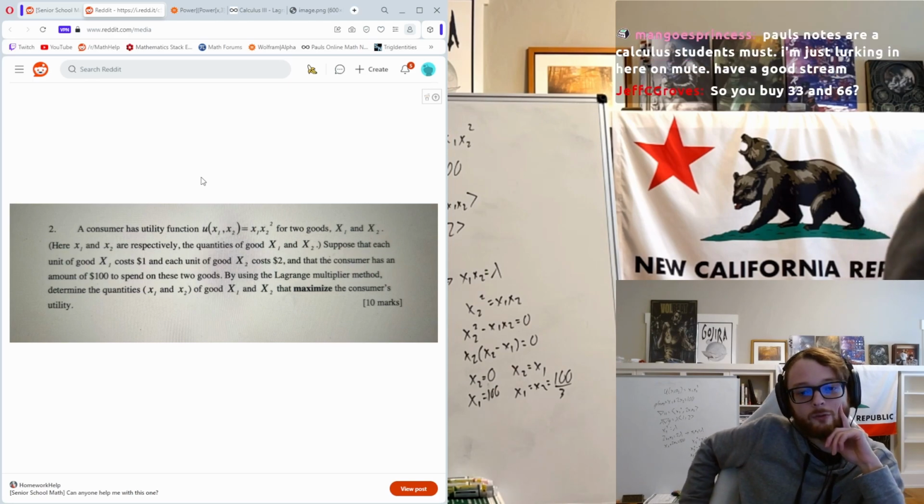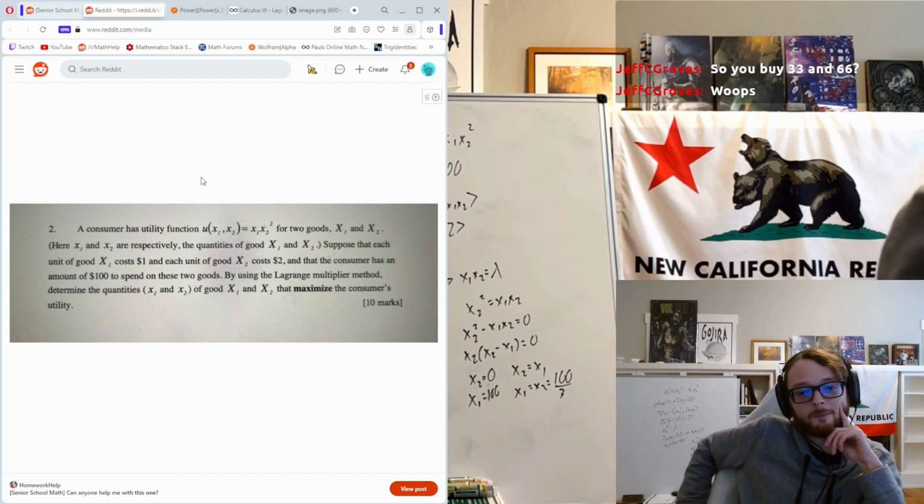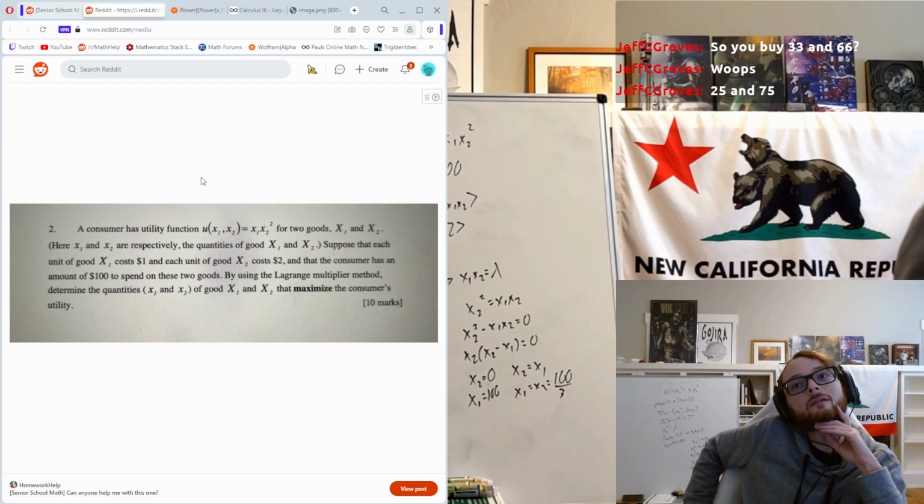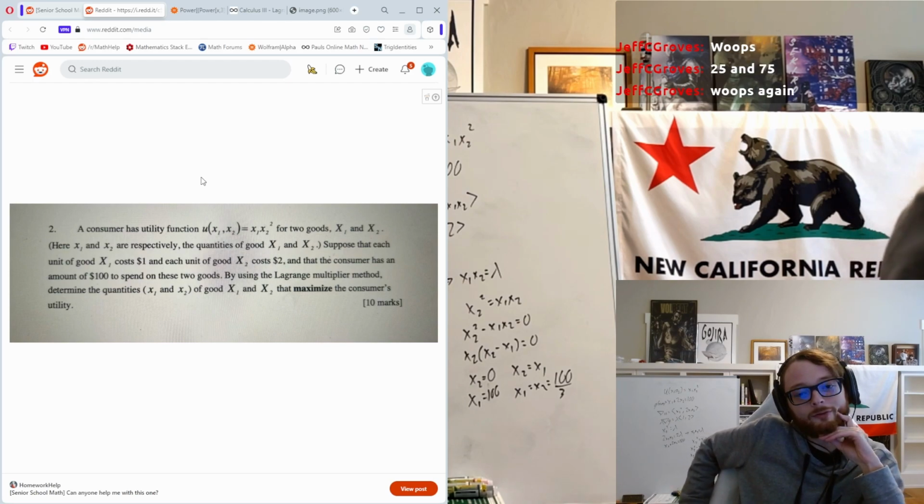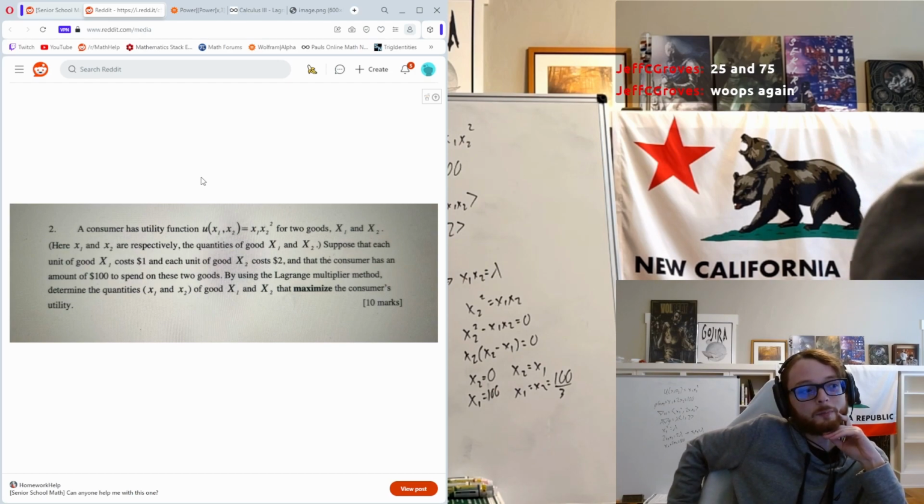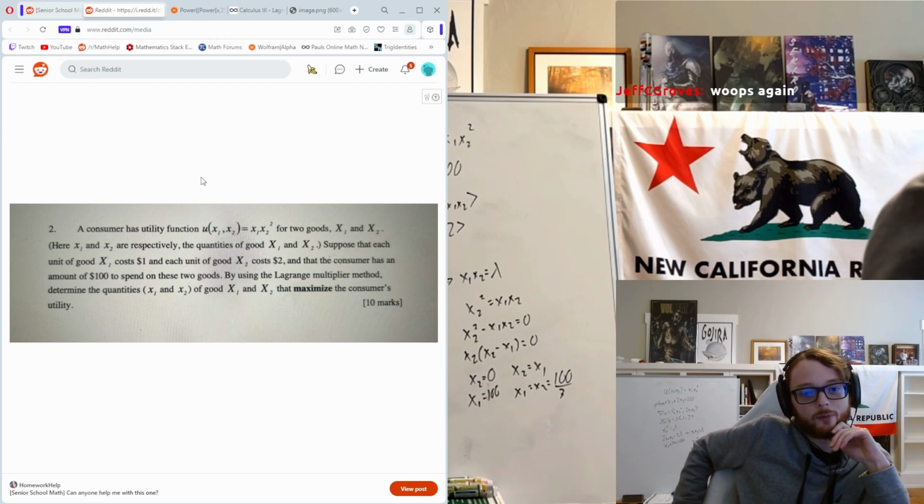No, X2 costs twice as much. So it's 33 and a third of each. 25 and 75. You're overspending though. It's a third and 2/3. It's what I've gotten. Or it's a third and a third, but it comes out to be a third and 2/3 because of X2 costing twice as much.